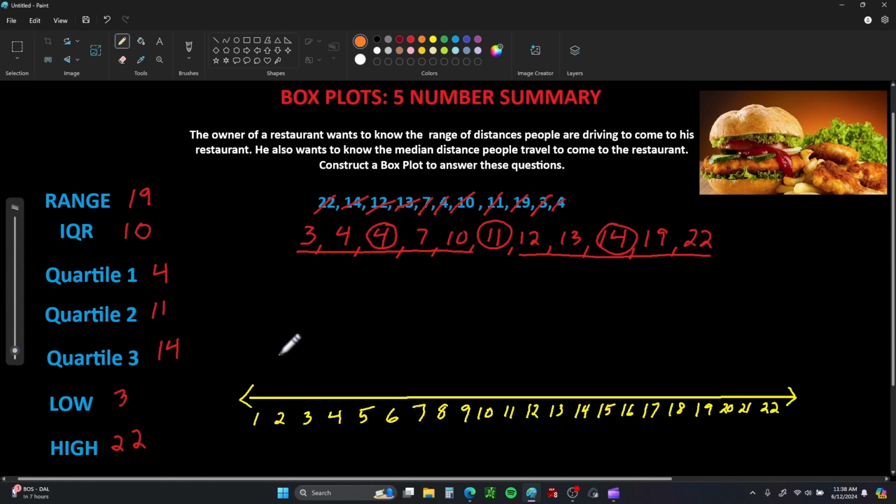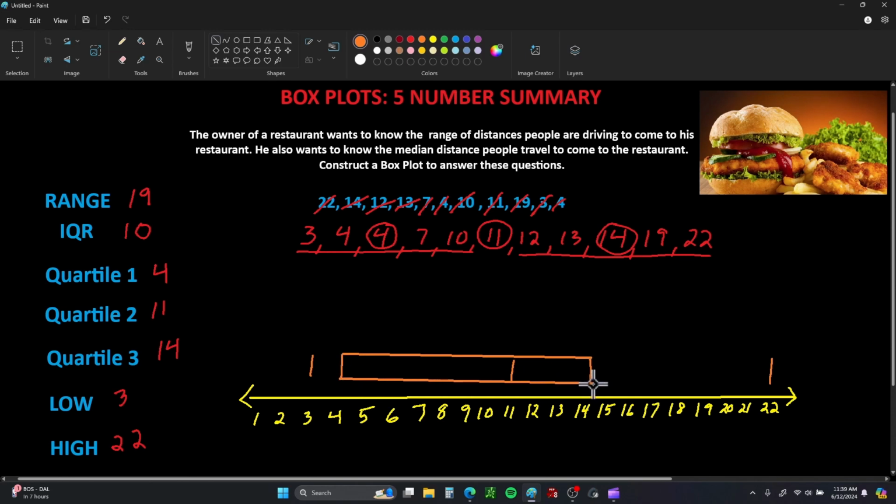Now to construct the box plot, the 5-number summary, I start with the low, which is a 3, the high, which is a 22, Q1 is a 4, Q2 is 11, Q3 is a 14. Now enclose the box by connecting the tops of Q1, 2, and 3. Connect the whiskers to the low and the high.